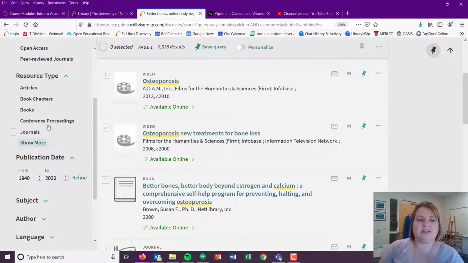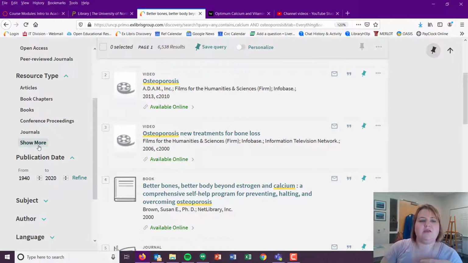Other things you may see, conference proceedings can be sometimes relevant, sometimes not. You get hit or miss with those. Sometimes they're practically the same as peer-reviewed journals. Other times they're just minutes and notes from an academic and scholarly conference where other scholars and experts are presenting their research. So that can come up as an article.